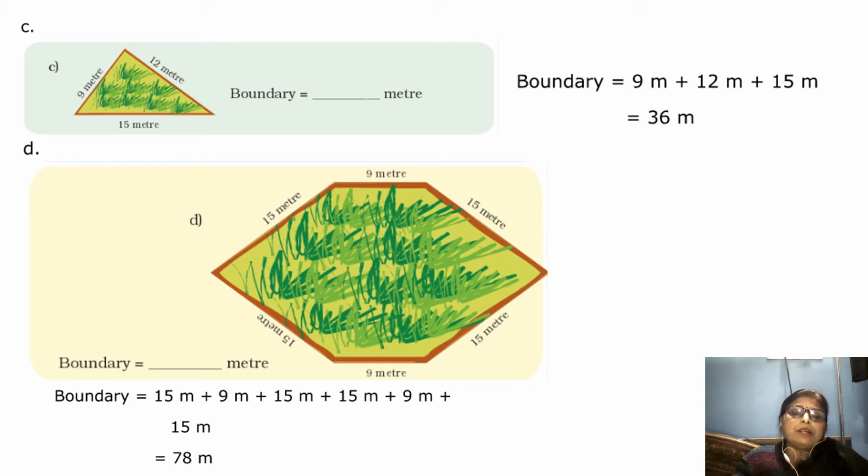Again the measurement of the boundary is given here and you find out the perimeter. As you know, you can find the perimeter by adding the whole measurement of the boundary and then you will get the right answer. In this way, you have to solve all these questions. First, you write the question, then draw the picture and then find out the perimeter with the given method.